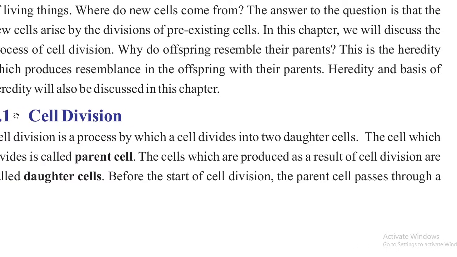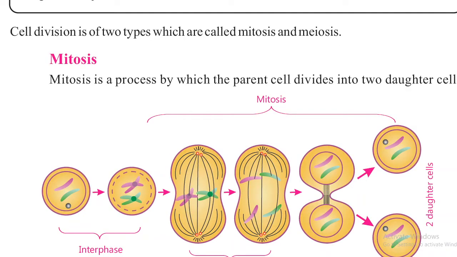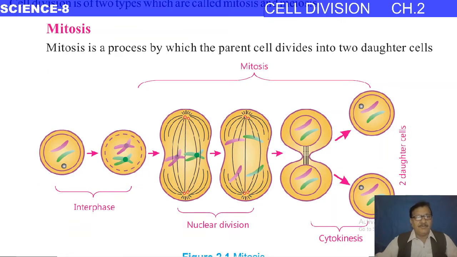Cell division. Cell division is a process by which a cell divides into two daughter cells. The cell which divides is called parent cell. The cells which are produced as a result of cell division are called daughter cells. Cell division is of two types, which are called mitosis and meiosis. First of all, we start with mitosis.